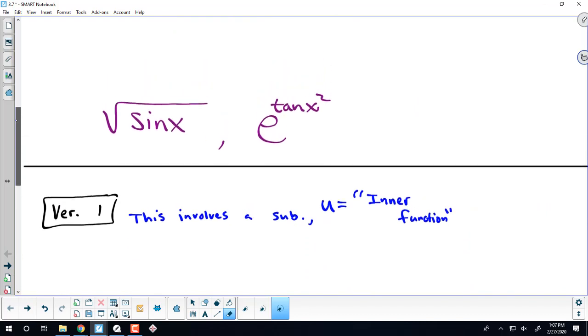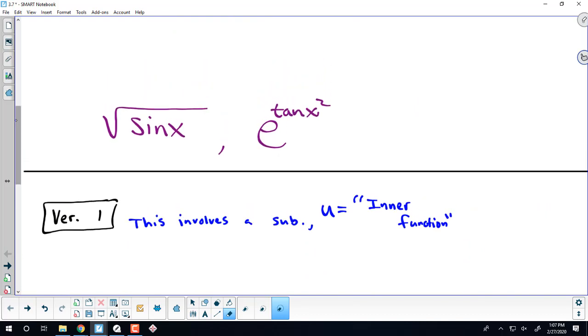When we say outer function and inner function, sometimes that applies if you've got 2 functions, one put inside the other. Something like e to the tangent x squared, we could think of as 3 functions put together. Whether we're utilizing version 1 or version 2, it's really important to be able to identify the structure of the function.